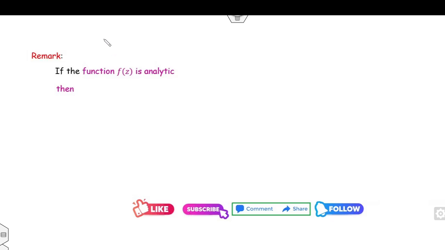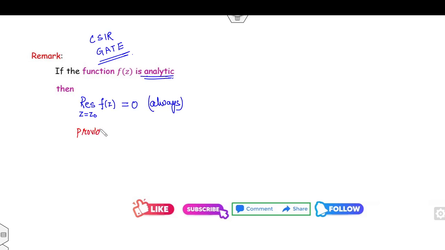A very beautiful remark for you, which is very useful for the CSIR NET as well as the GATE examinations. If the function is analytic, then the residue value at the point z naught of f(z) is always 0. Remember, if the function is analytic, then the residue value is always 0, provided your z naught is a finite point.